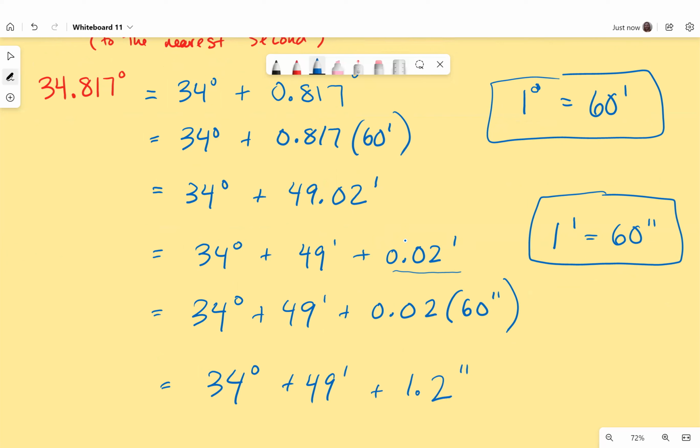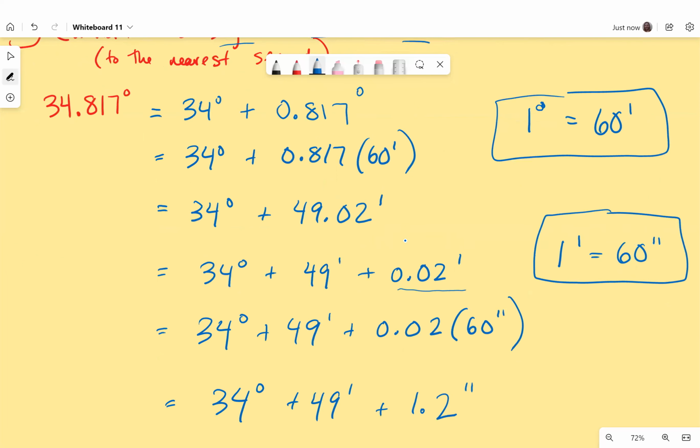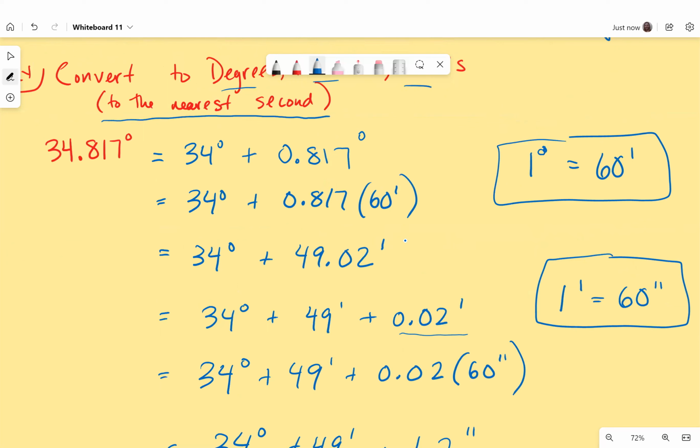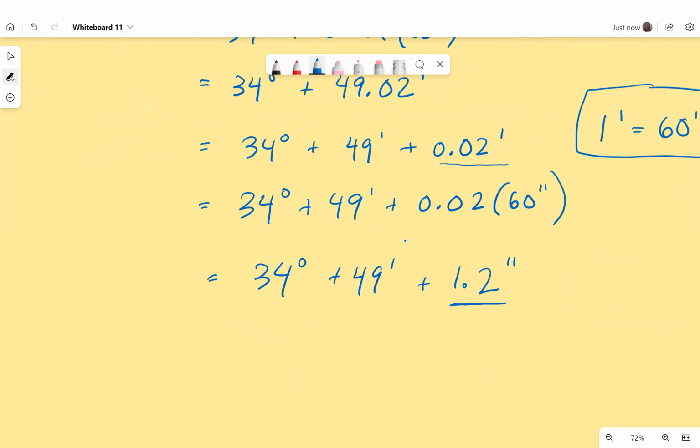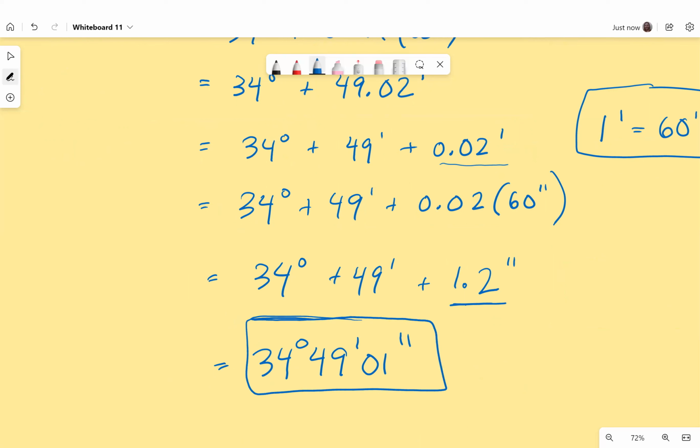1.2 seconds. And back here at the beginning, it said round it to the nearest second. So our nearest second is going to just be 1 second. So in degrees, minutes, seconds, we don't usually include our pluses. We can just write them: 34 degrees, 49 minutes, 01 seconds. We do like to put it in 2 digits. So instead of just writing 1, we put 01 seconds.